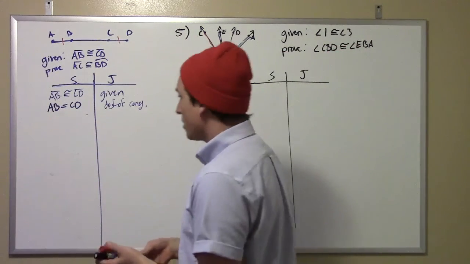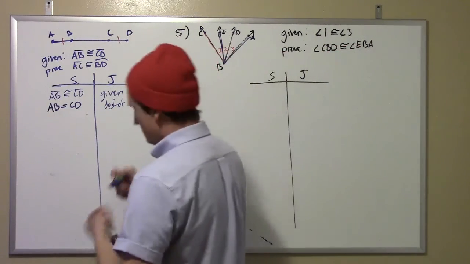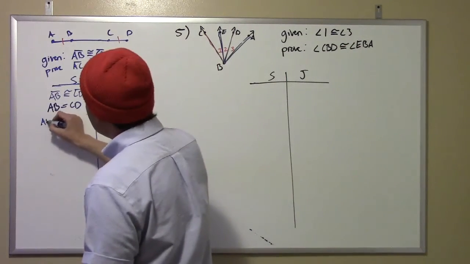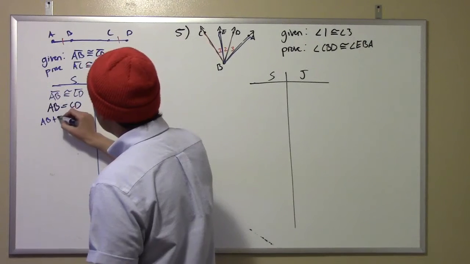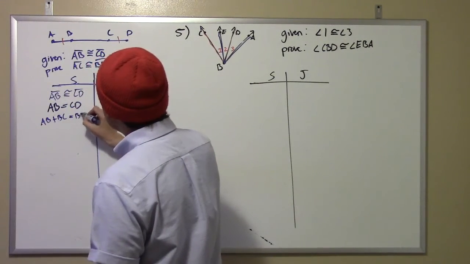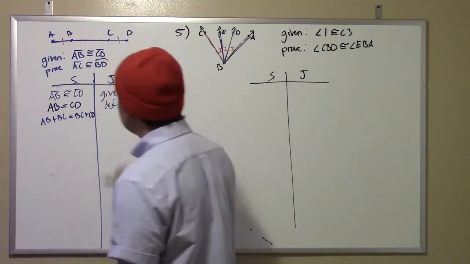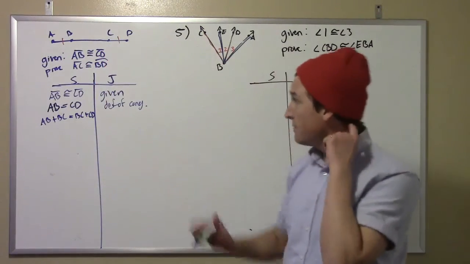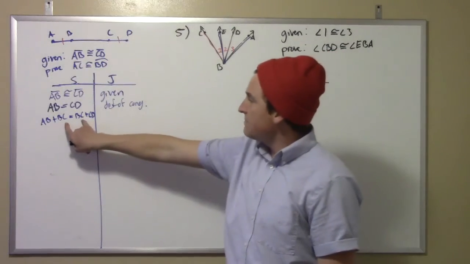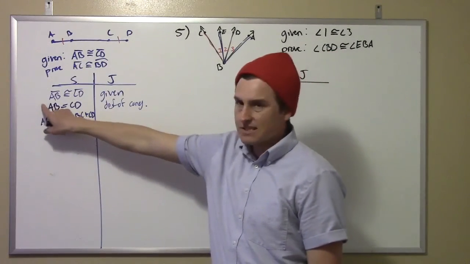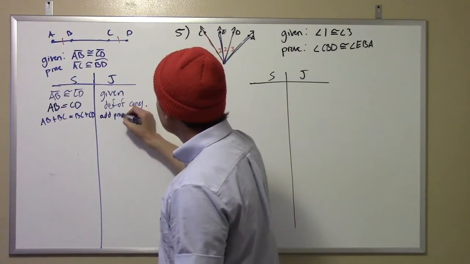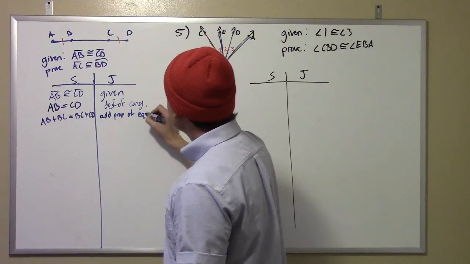So I'm not going to write the word, I'm just going to write the next line. So we're going to have AB plus BC is equal to BC plus CD. And I'm not even really thinking about the picture. All I'm really doing is just adding the same thing to both sides of this equation. That's the addition property of equality.